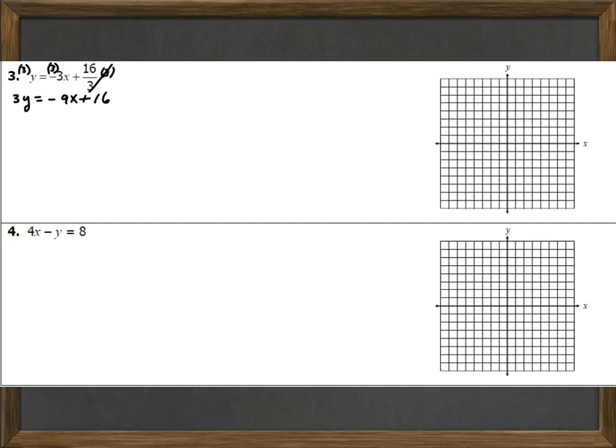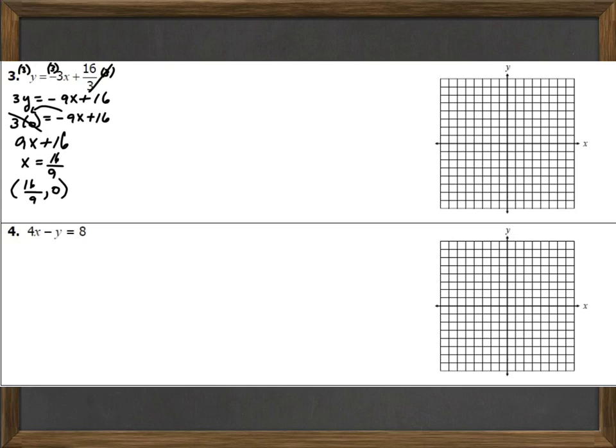So if I make y equals 0, I have 3 times 0 is equal to negative 9x plus 16. That becomes 0, and so I can bring the 9x over and have 9x equals 16, and x equals 16 over 9. And so it's a point 16/9, 0.